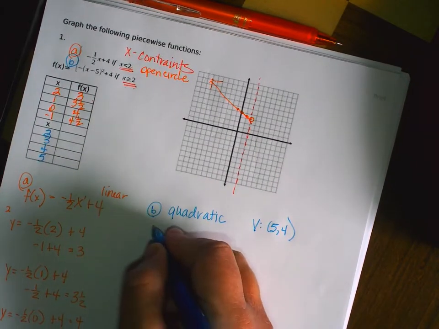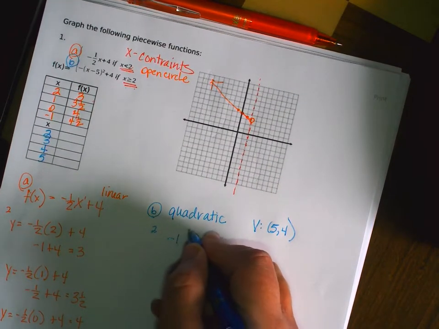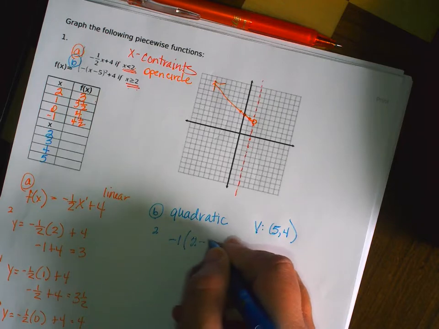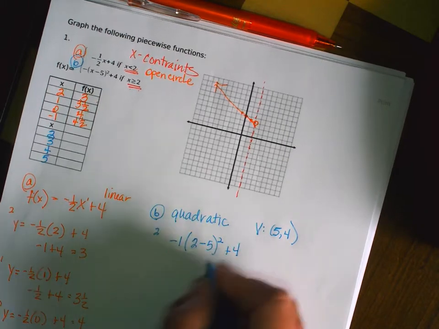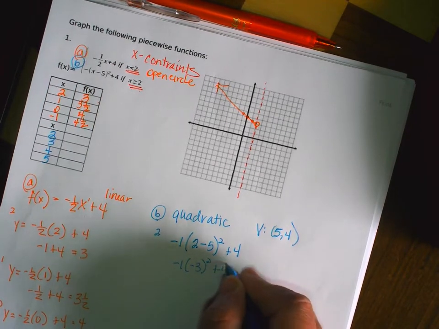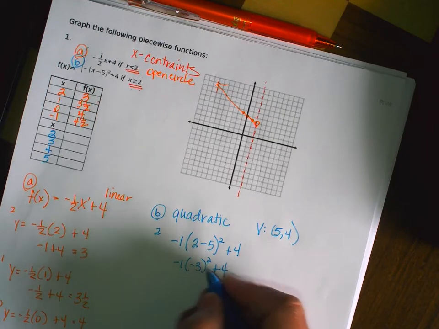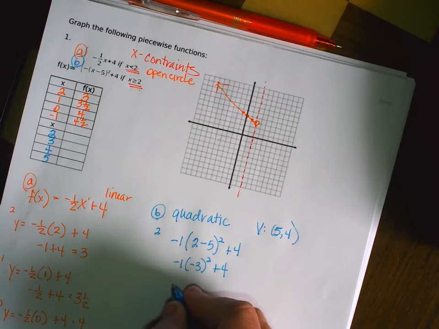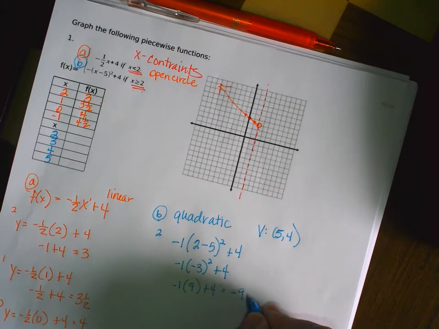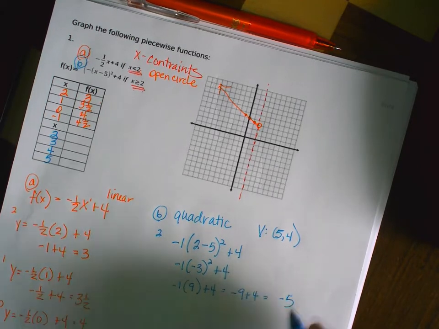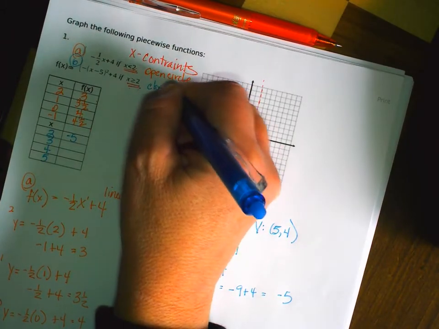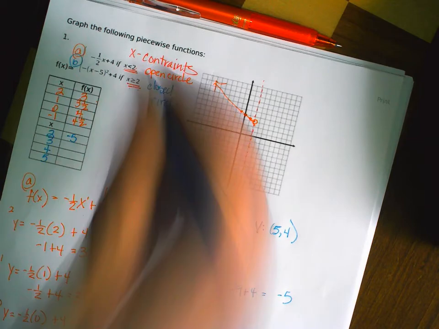If I plug in 2, I'm going to make it a negative 1 in front of that parentheses, because that's what that negative means. We're starting with 2 minus 5, squared, plus 4. Remember your order of operations, always do what's in the parentheses first. So this is negative 1 times negative 3 squared plus 4. You square before you multiply, because exponents come before multiplication. So this is negative 1 times 9 plus 4, which is negative 9 plus 4, which equals negative 5. So this is going to be 2, negative 5. And I know that this one is going to be a closed circle, because I do have the line underneath the inequality.